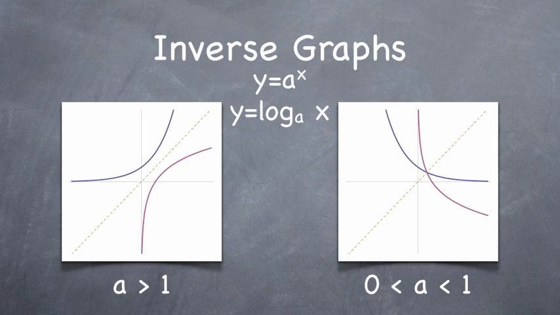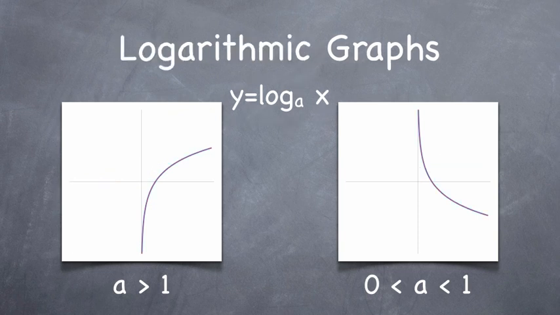For the other graph, when we have a between 0 and 1, the picture looks different, but the overall story is the exact same. Our horizontal asymptote becomes a vertical asymptote, and our domains and ranges switch places. So when we take away the exponential functions, we see what the base logarithmic functions are going to look like.